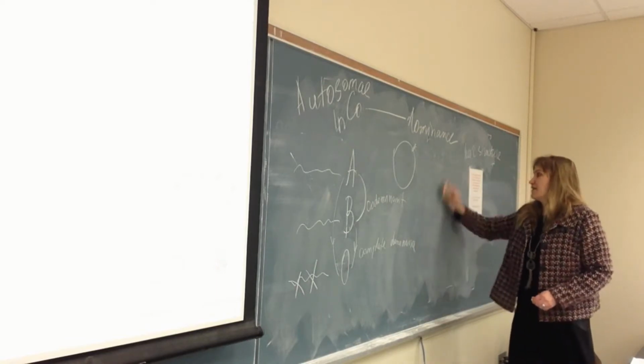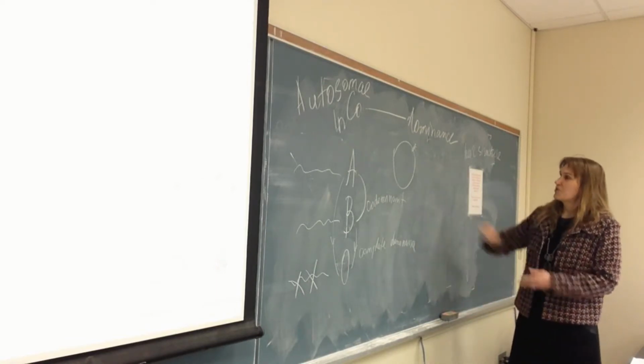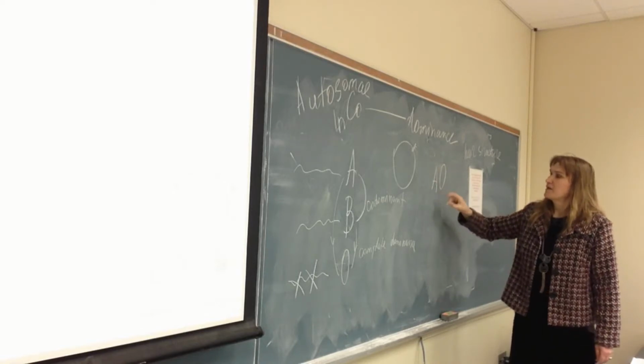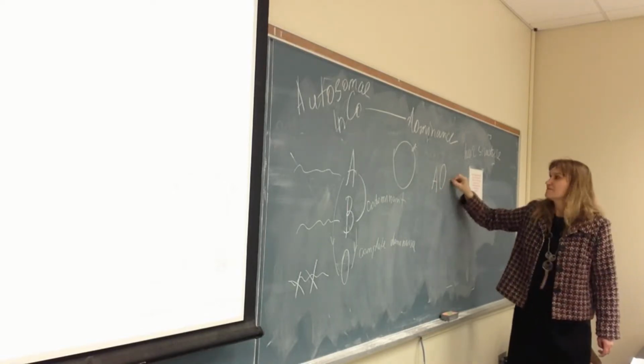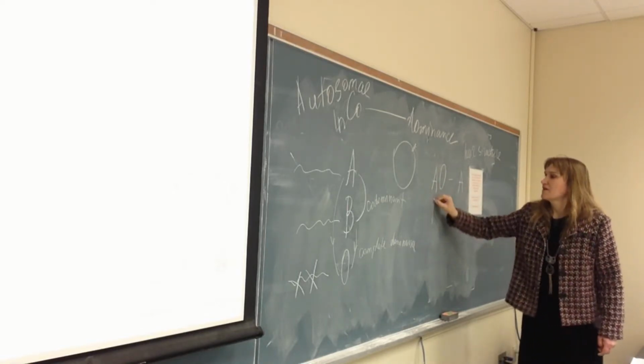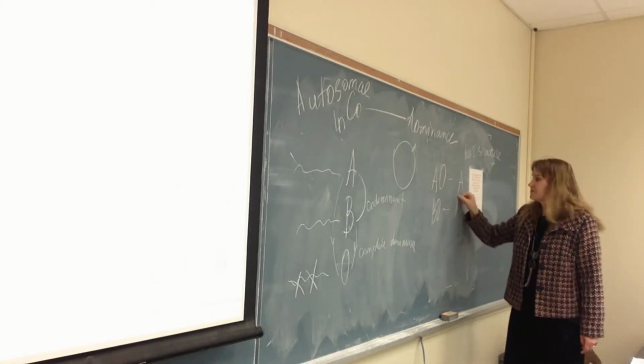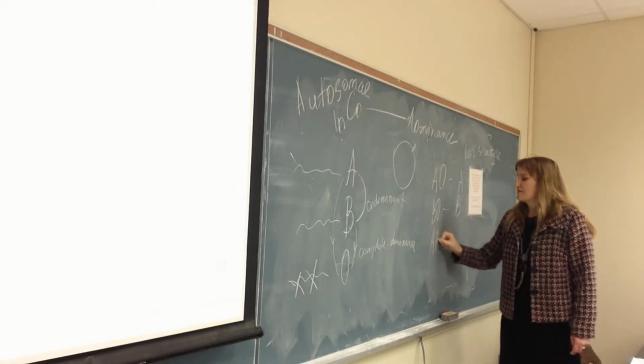Tell me the blood type of a person who has a genotype AO. Blood type A. BO. B. AB.